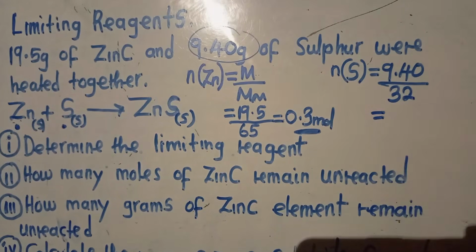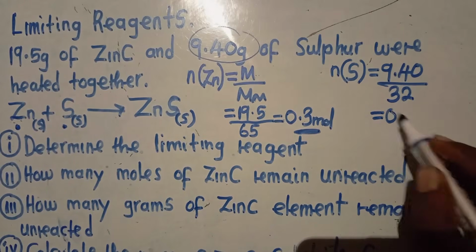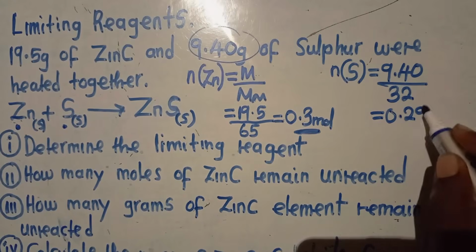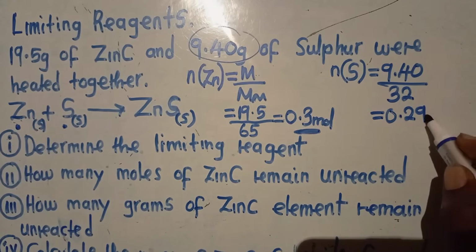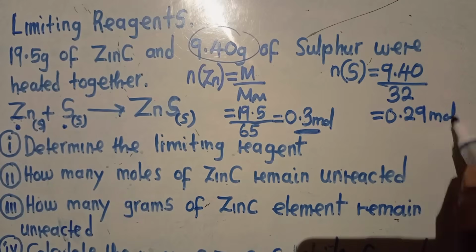If we divide 9.40 by 32, what answer are we getting? We are getting 0.29375 moles, so we can end here at 0.29.